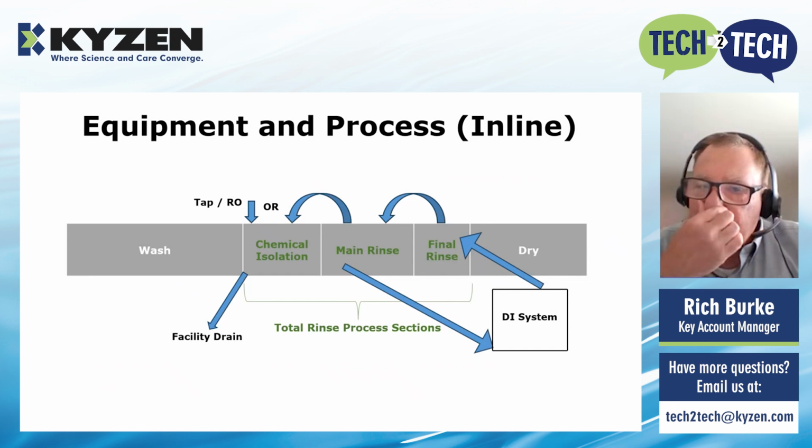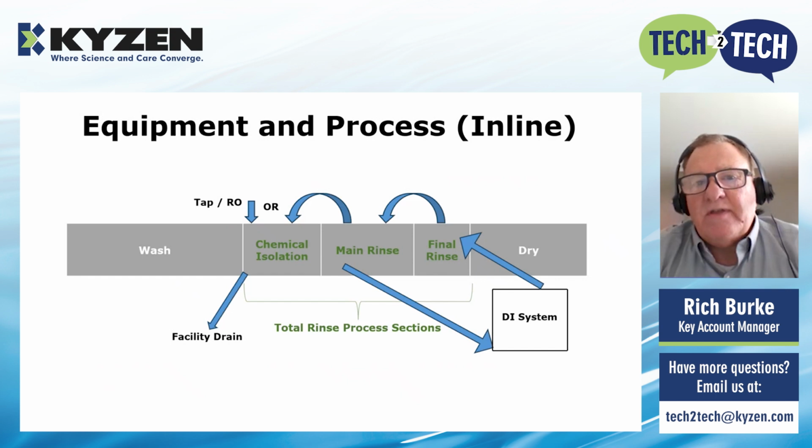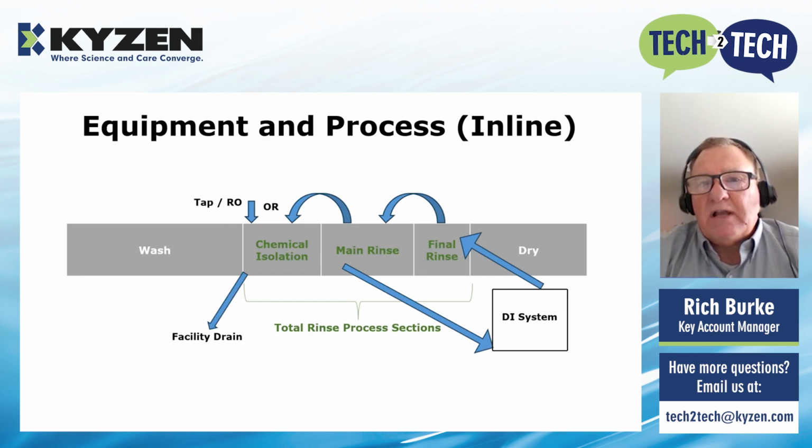The chemical isolation section itself can be either fed from the main rinse as a cascade system, or more often would be fed from either tap or RO water. Again, this is a gross rinse module designed more for isolating the chemistry than it is for, let's say, final or fine rinsing. And then typically that water would flow to drain. But there are different ways the system can be configured.